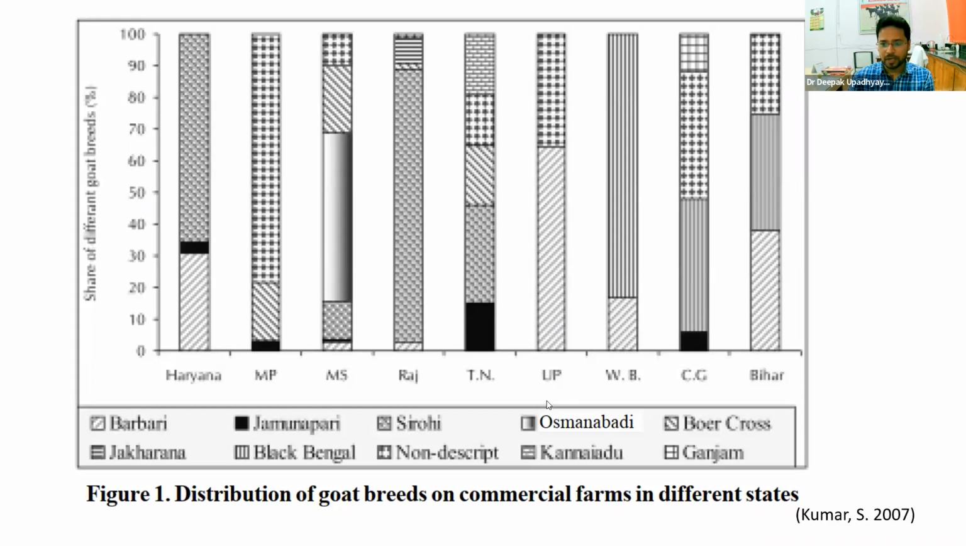This graph depicts the distribution of different breeds in different states. In Uttar Pradesh, we have Barbari and nondescript populations. In Maharashtra, we have Osmanabadi, Barbari, and also nondescript populations. In Rajasthan, Sirohi is dominant in commercial goat farms. So this all depends on your state and region. You have to choose your breed according to your region. In this study, they have also shown that it does not depend so much on the breed you rear, but your management is very important when you go for a commercial farm.